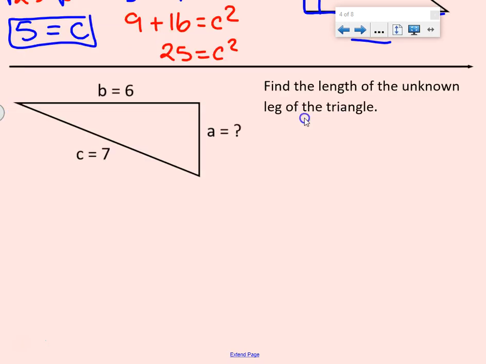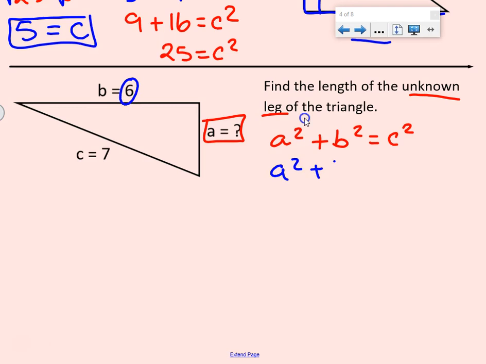Next example is a little different because we're finding the length of an unknown leg. So we're not finding c this time, we're looking for a. So start off by a squared plus b squared equals c squared. A we don't know, so it says a squared, plus b is 6, so we say 6 squared equals c squared. C is 7, so 7 squared. Evaluate, we have a squared plus 6 squared is 36 equals 7 squared is 49.